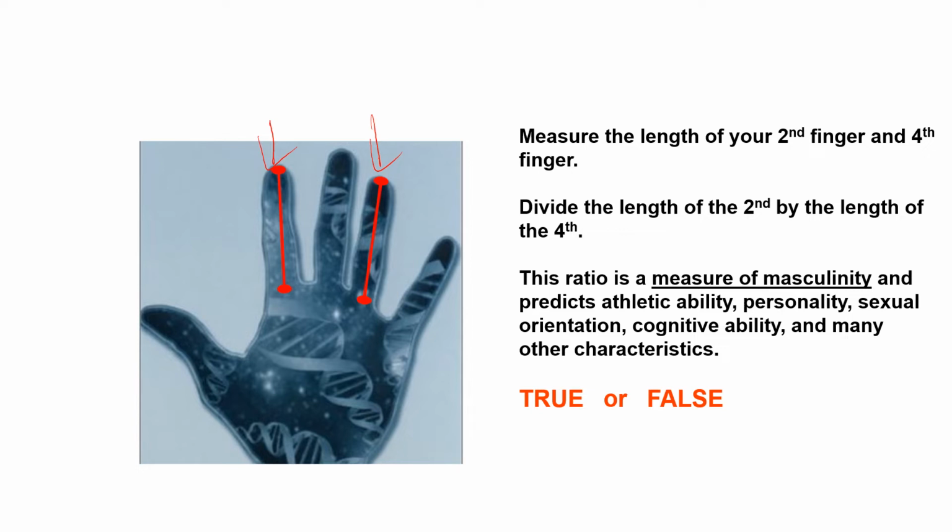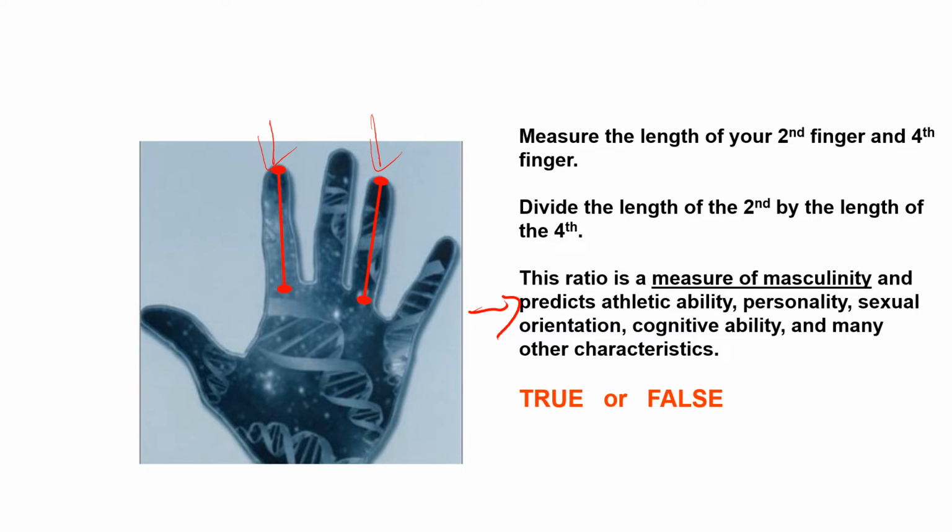What is the face validity of this? What do you think? If I say this 2D4D ratio is an accurate predictive measure of all of these things, athletic ability, personality, even sexual orientation can be predicted with this.